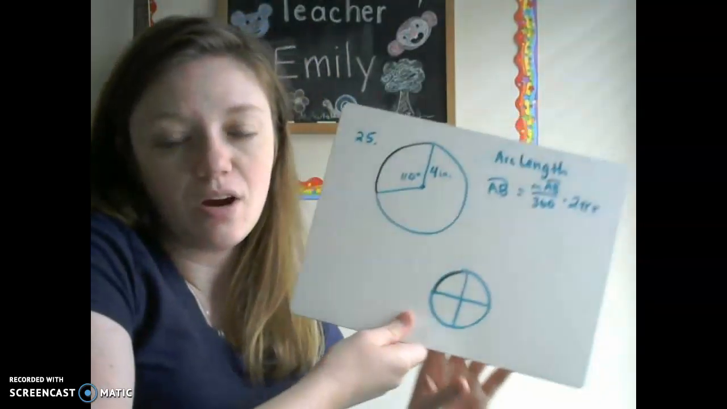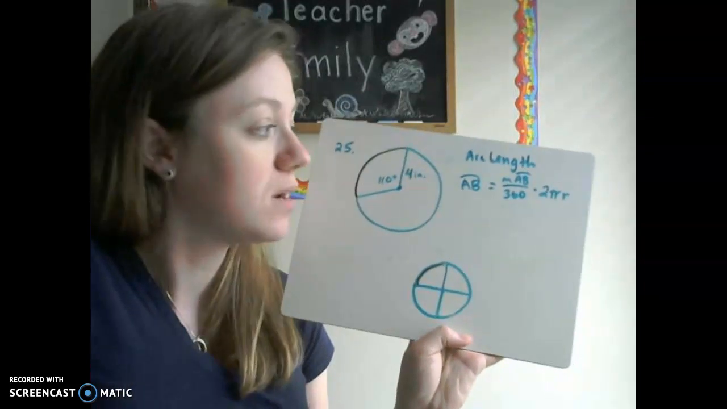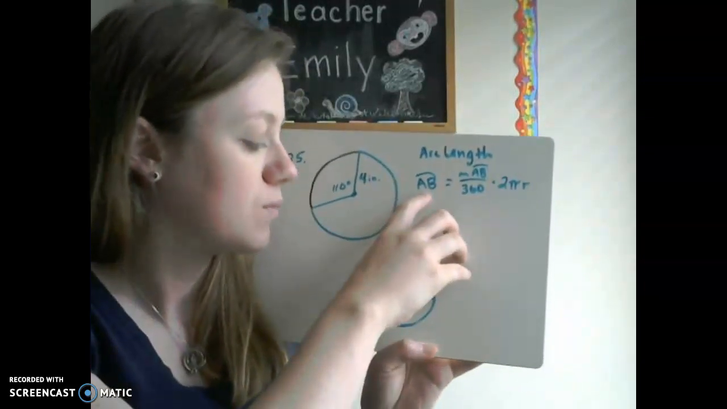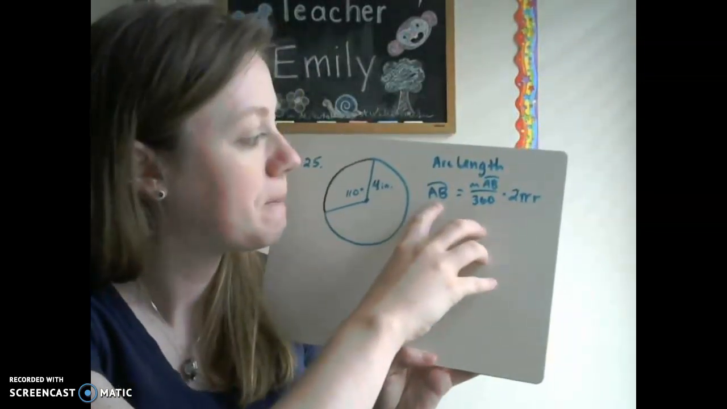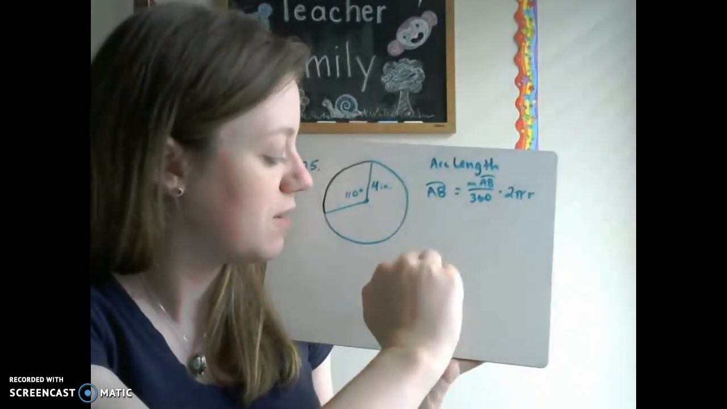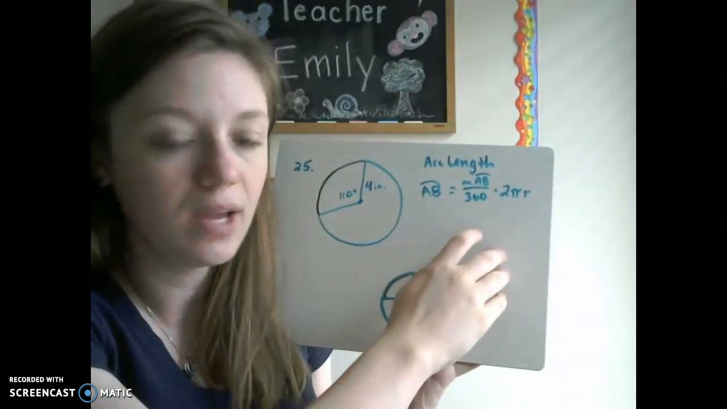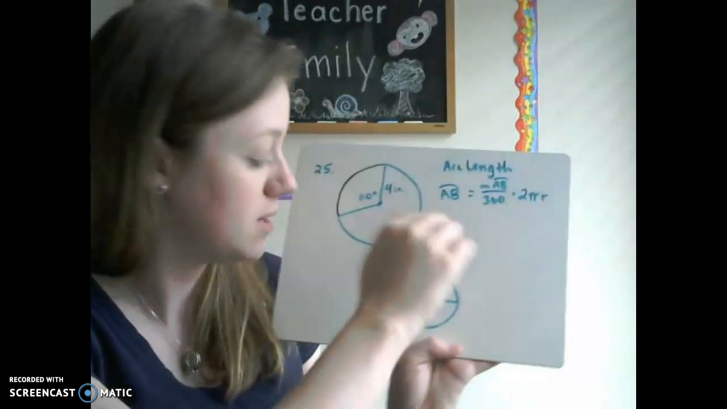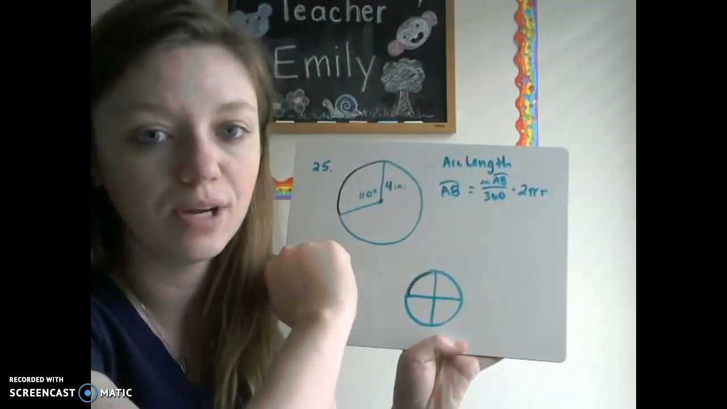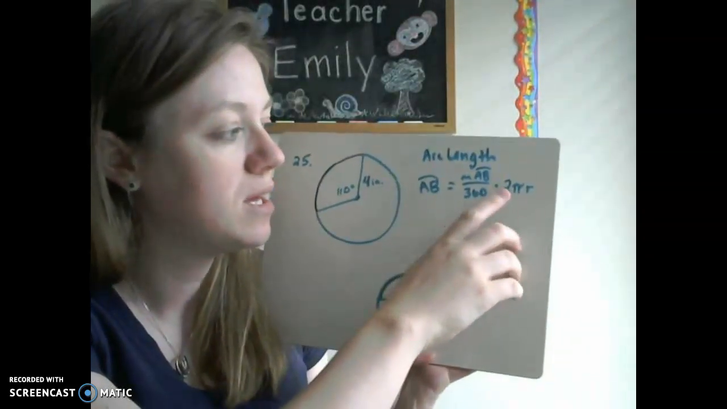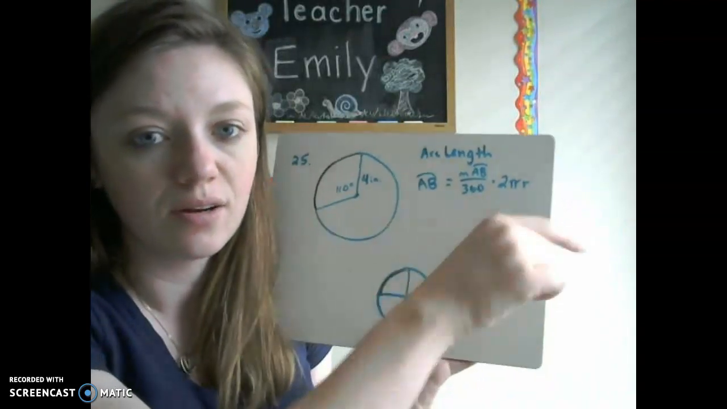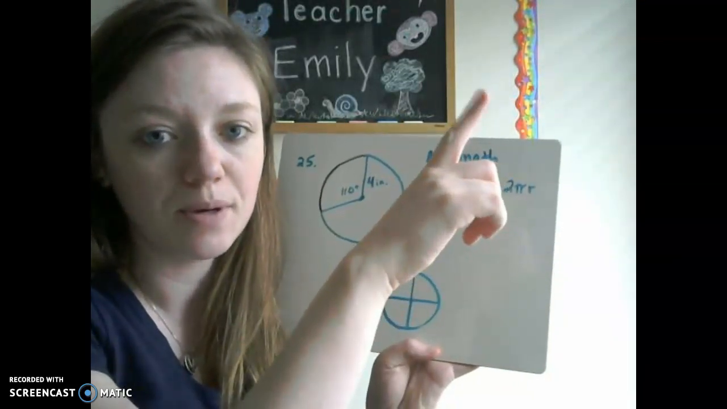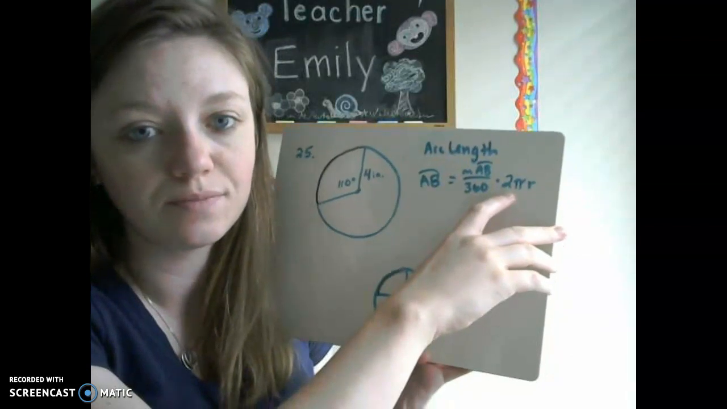Let's make sure that our formula makes sense then. We have the arc AB, which is the measure of the inner angle divided by 360. In this case, the inner angle was 180 degrees. We divided it by 360, times the entire perimeter, which is 2 pi r.